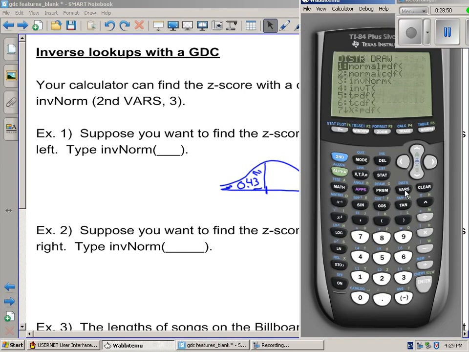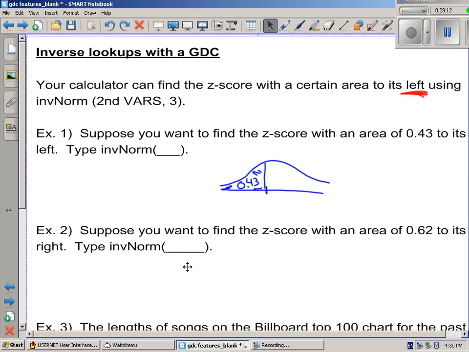So we'll go to second vars, inverse norm. Okay. The area we're talking about is 0.43. Again, standard or mean of 0, standard deviation of 1. Gives us negative 0.176. Okay. So we just typed in inverse norm and we followed the instructions.